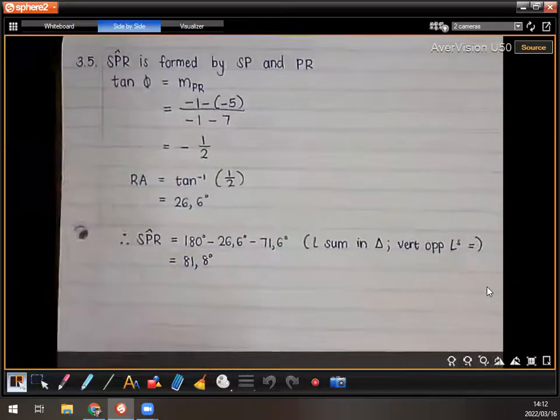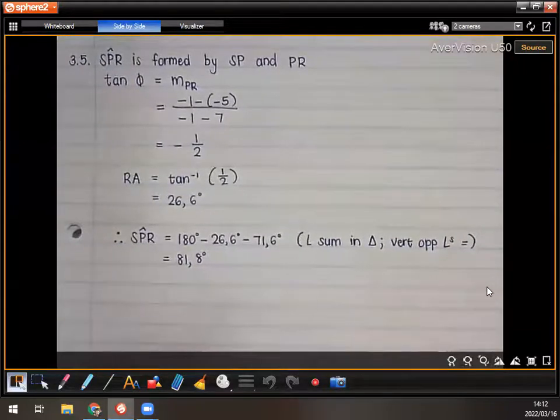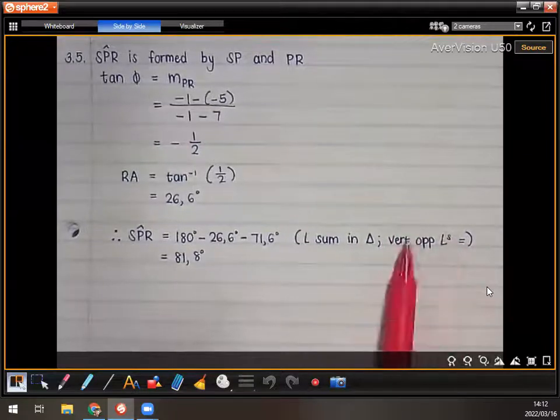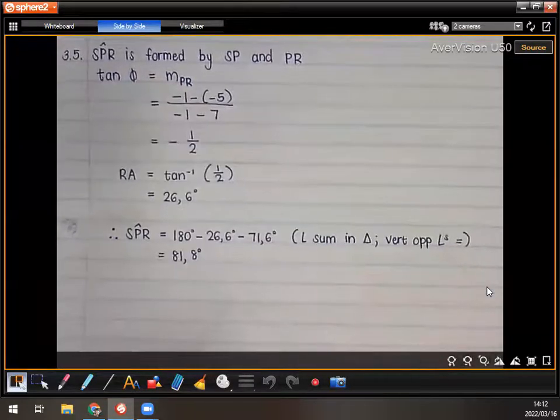So you can see how I wrote that out. I just said that SPR is going to be 180 minus those two angles that are in that tiny triangle. The reason for that is angle sum in a triangle, and then I use vertically opposite angles a bunch of times, so you only have to write it down once.